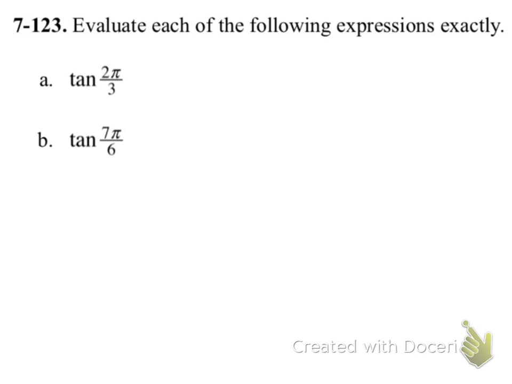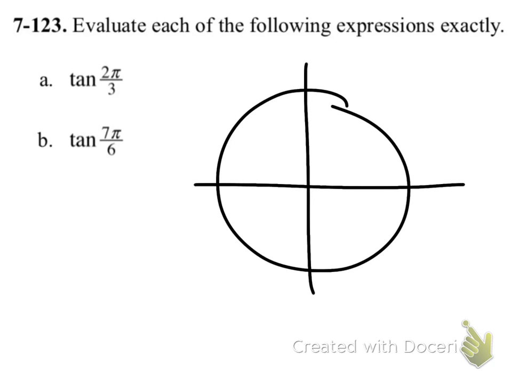Problem 123, we're evaluating some expressions. So whenever we're taking a look at these problems, whether it's sine, cosine, tangent, whatever, what we need to do first of all is locate that angle on the unit circle. So if I make a quick sketch of the unit circle, I want to find 2 pi over 3. So to find 2 pi over 3, I'm going to first of all remember that right here is 1 pi.